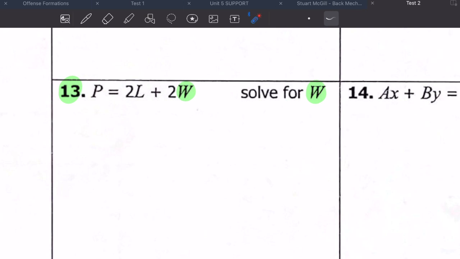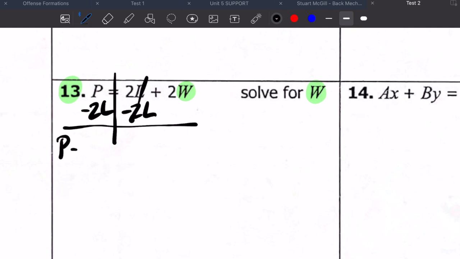If you do that, then you try to get rid of the addition or the multiplication first. So since I'm trying to get things away from this term, I'll try to get rid of the plus 2L first. I know that I can get rid of plus 2L by subtracting 2L on both sides. This goes to 0 here, and I'm left with P minus 2L is equal to 2W.